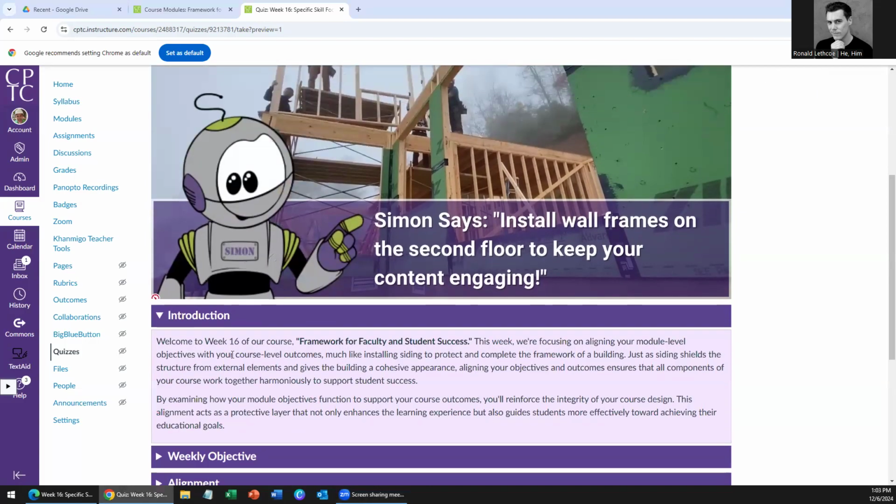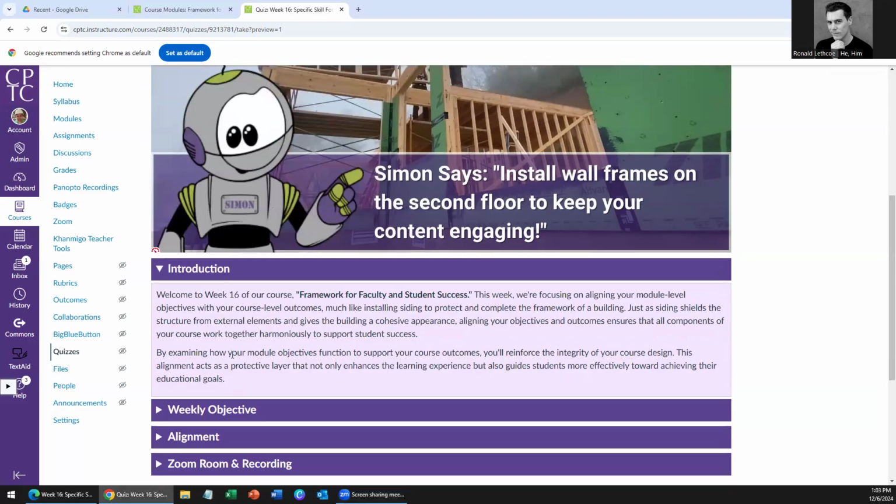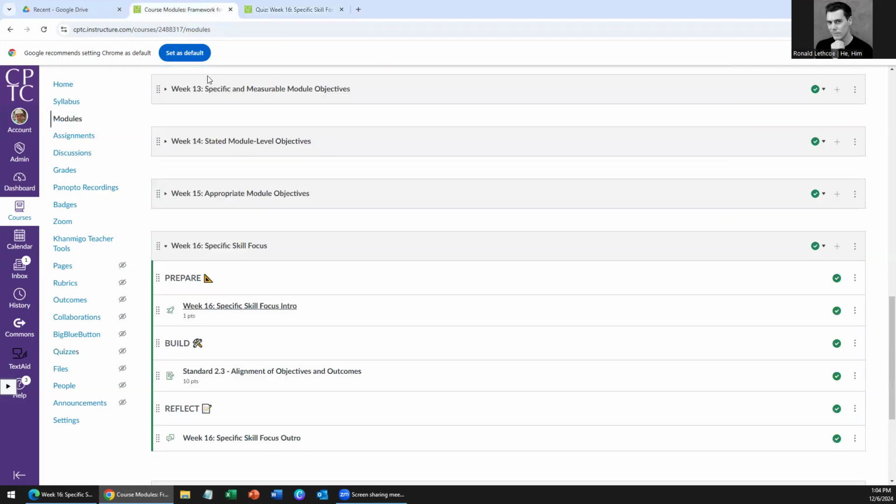Our introduction here, we're going to be focusing on aligning the module level objectives with the course level outcomes. I think we've already started with alignment, or at least we've mentioned it before. And it was, of course, the big focus of the outcomes and assessment day. And so we're actually starting a new section here, or new standard from the Washington Course Design Checklist. So this is standard 2.3.